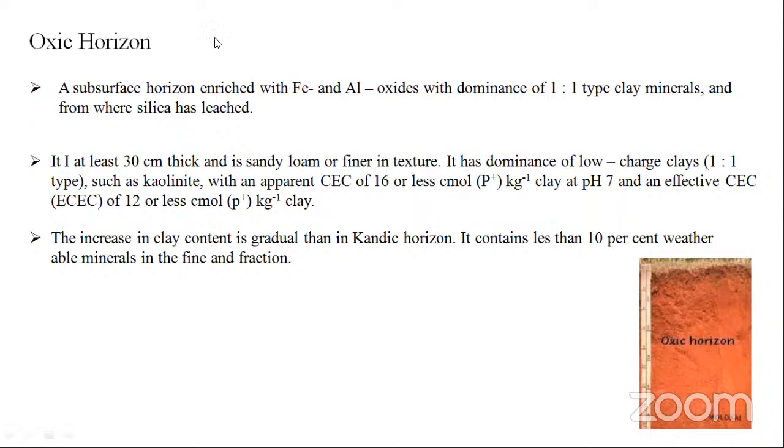And these are the typical characteristics. The CEC is around 16 or less centimoles per kg, and pH will be 7, with an effective CEC of 12 centimoles per kg. So you can see that the clay increases gradually compared to the candic horizon. It contains less than 10% weatherable minerals in the fine fractions. So naturally, these are highly weathered soils that we find in the oxic horizon. So what is the keyword you have to remember here? These are enriched with iron and aluminium. That endopedon is called the oxic endopedon, the oxic horizon.